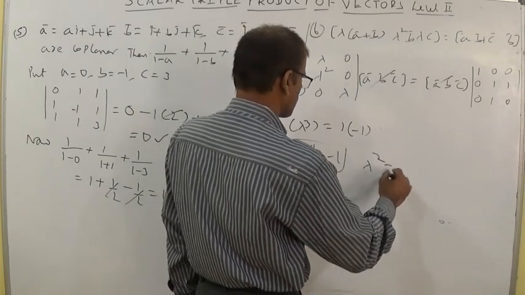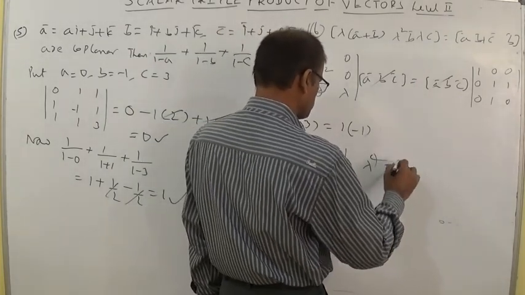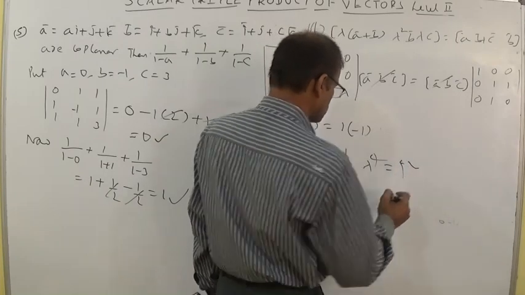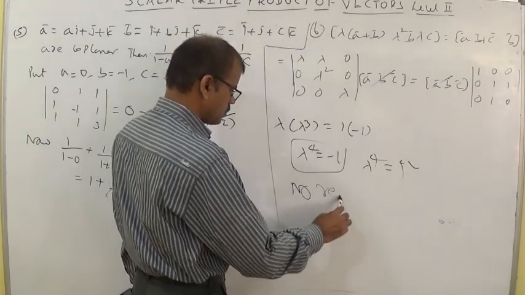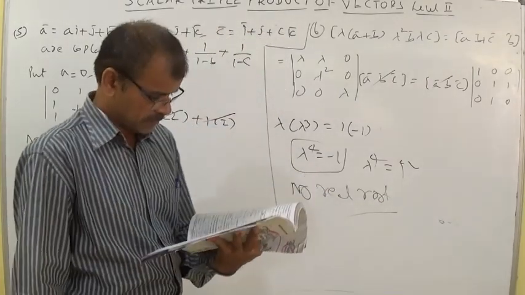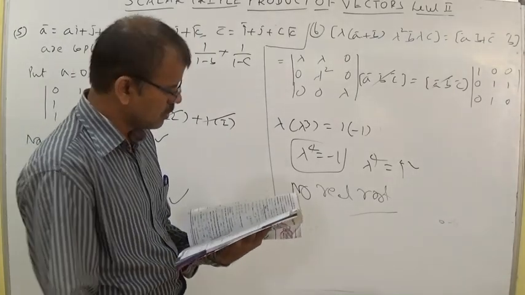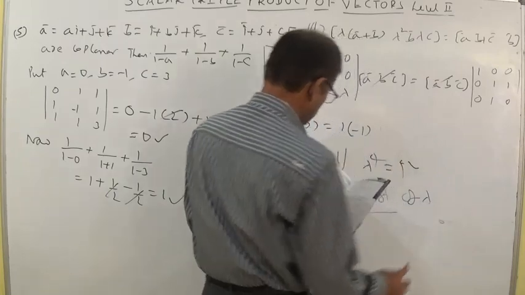So lambda square is equal to i square. Lambda power 4 is equal to i square. That is absolutely wrong. Wrong means no real root. i square means imaginary roots here. So here you can write no real root for lambda. According to the options, no value of lambda here. No real root of lambda.